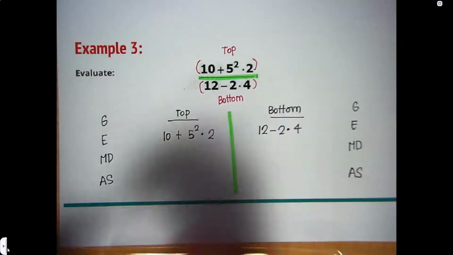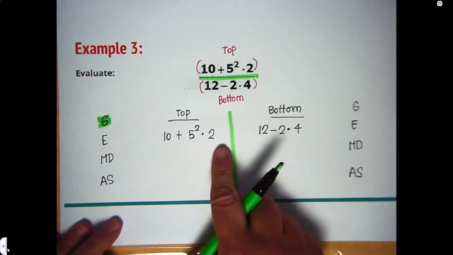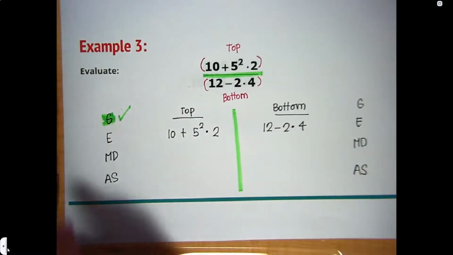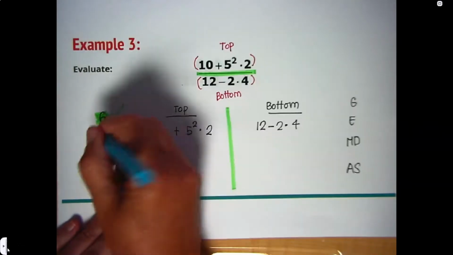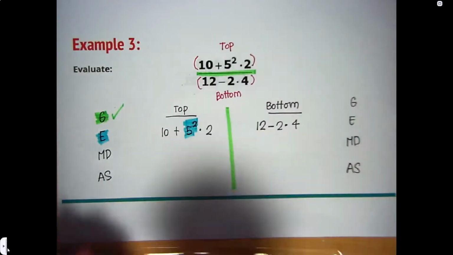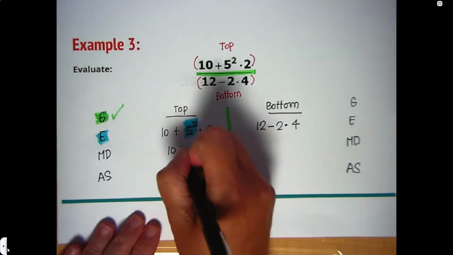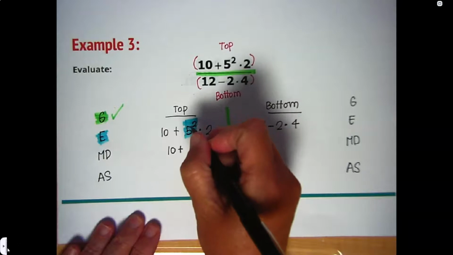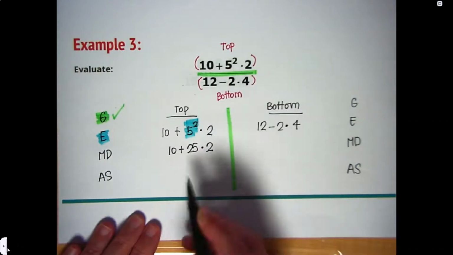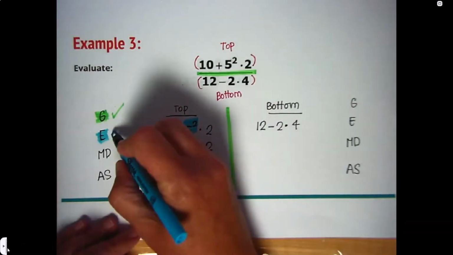All right, so let's start with this one. Let's start at the top. When I look at my top problem, does it have grouping symbols? And the answer is no. So that part, done. Can check that off the list. Does it have exponents? And the answer is yes. So I am going to do 5 to the second power first. Starting from the beginning, I have 10 plus 5 to the second power, which means 5 times 5. That'll become 25 times 2. Now looking at that, any more exponents? The answer is no. So exponents are done.